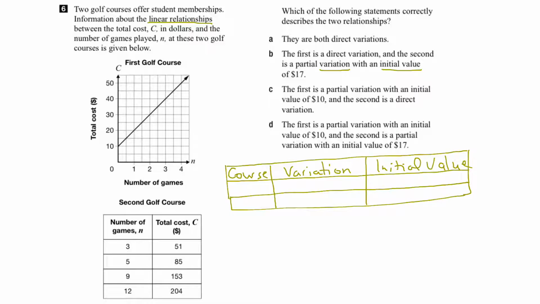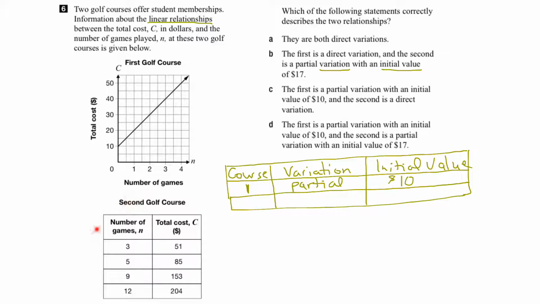Well, let's look at course 1 first. It's probably the easiest one to do because it is a grid. And we know that if it was going to be a direct variation, then the line would go through the origin here. Well, it doesn't in this case, so it must be partial variation. So we'll write that down. And then if we look at the line, we can see that it's crossing the vertical axis at the value 10. So that represents our initial value. So we write that down. In this case, it's $10.